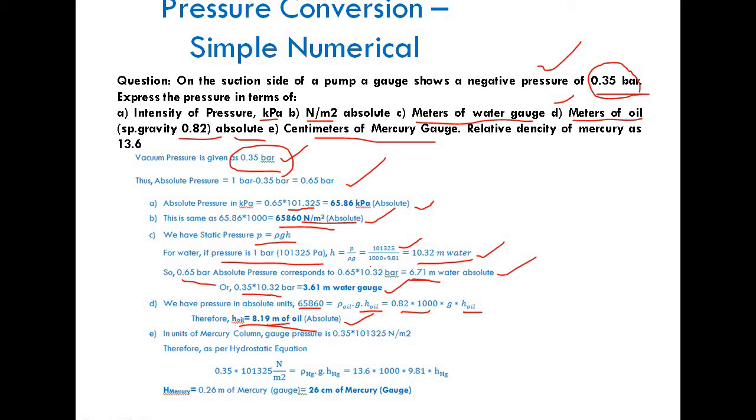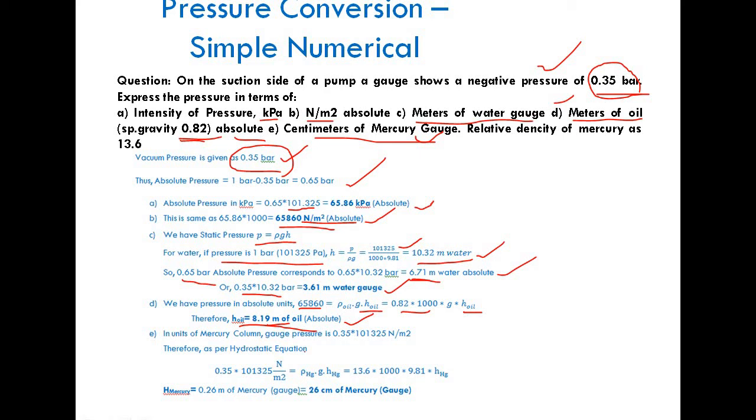That means it is a relative density that comes into play, because the relative density of oil is only 0.82, whereas that of water is 1. And the last one, what is the last one? You see, centimeters of mercury gauge. The same equation you can use, P equal to rho g h.